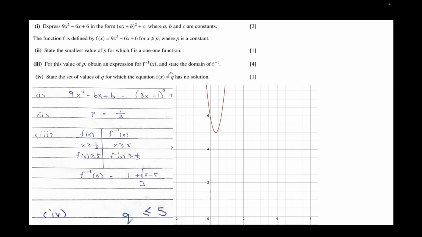So it's saying, describe all the values of q. Describe what numbers f of x is going to be equal to? What are all the numbers that, if it were to be equal to that, is not going to have a solution? Well, look at where the graph finishes. This is the smallest possible point, 5. Anything below 5, and that's how do you describe all the numbers below 5 over here? Q less than or equal to 5. Excuse me, it should be q less than 5. That's a typo over there. That should be less than 5.